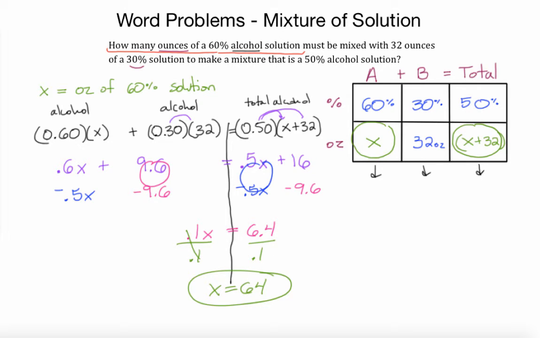All right, what did we just find? Well, x is the amount of ounces of 60% solution, so we need 64 ounces, that's what we just solved for, of the 60% solution. And that answers my question. How many ounces do we need? I need 64 ounces of the 60% to mix with 32 ounces of the 30% to get a total mixture, which will be 96 ounces.